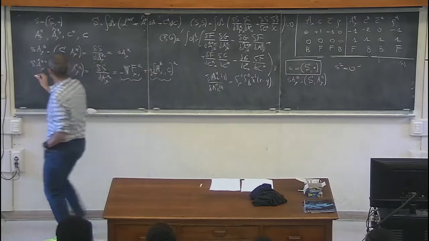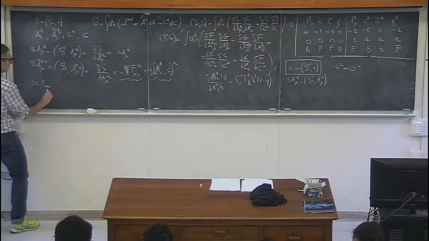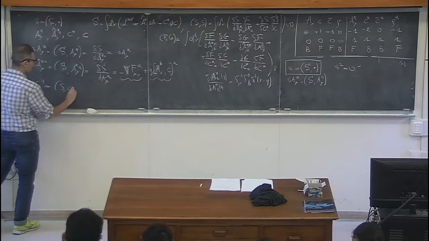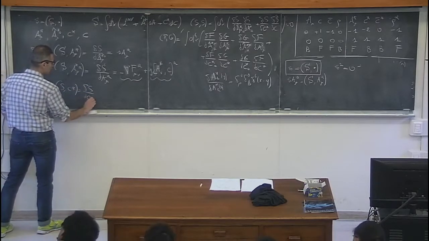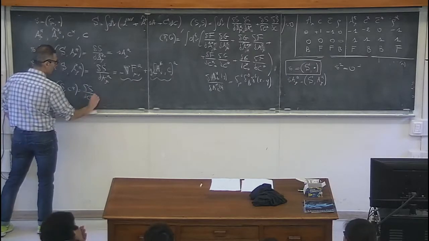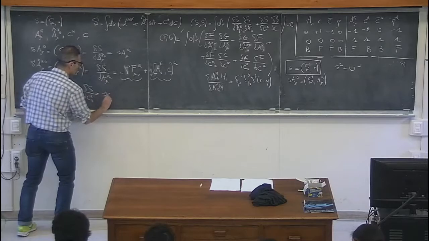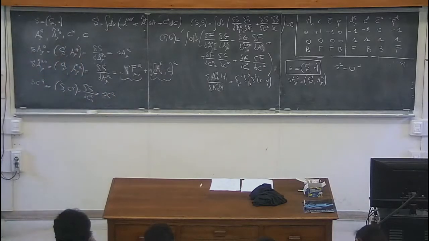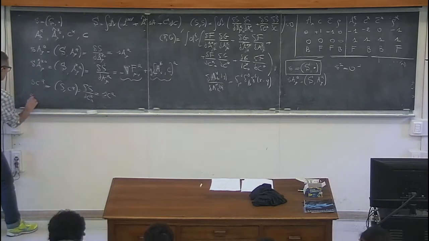Okay, let's go on. Let's compute what is S of C a. This means S on C a. If you do the calculation, this is just S of C star of A, and this gives you minus, well, it gives you just S of C a.